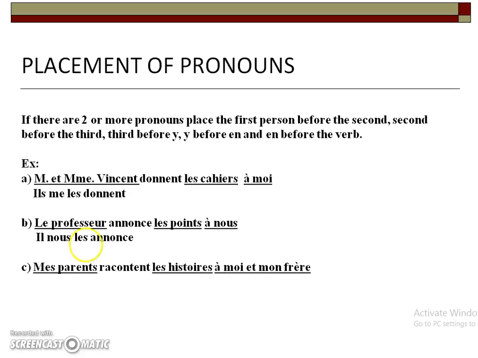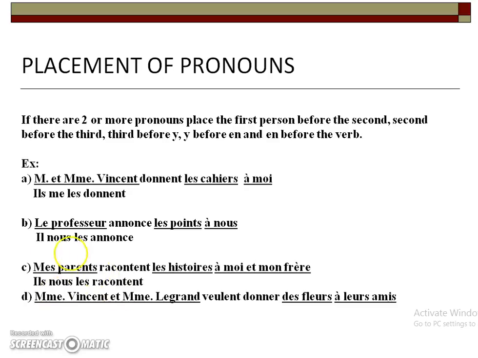Example number 3. Mes parents racontent les histoires à moi et mon frère. My parents narrate the stories to me and my brother. That is, they narrate them to us. Them would be replaced by les and to us, that is me and my brother, would be replaced by nous. Parents would be replaced by they. So your final answer would be ils nous les racontent. The first person before third and third before the verb.